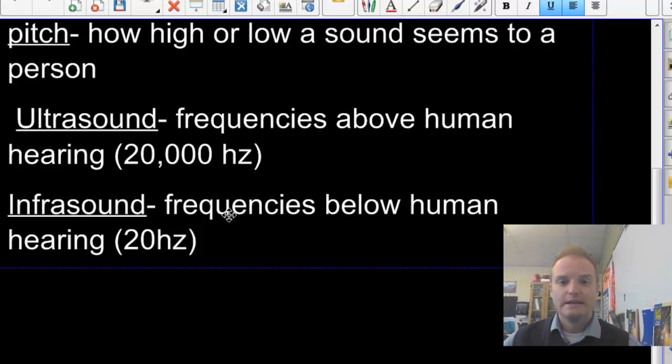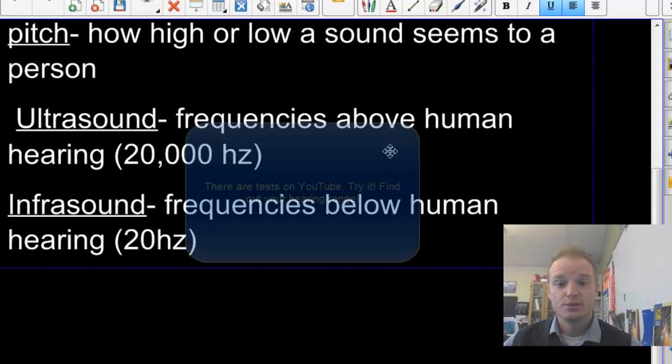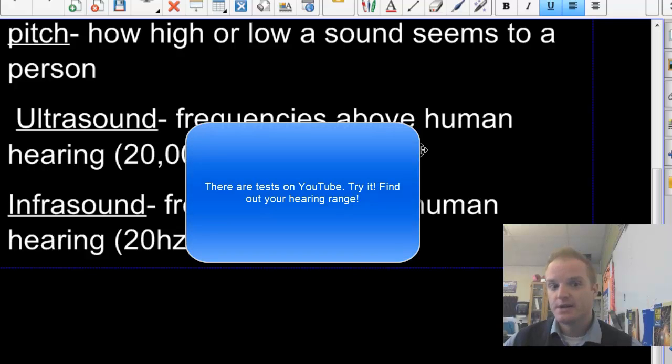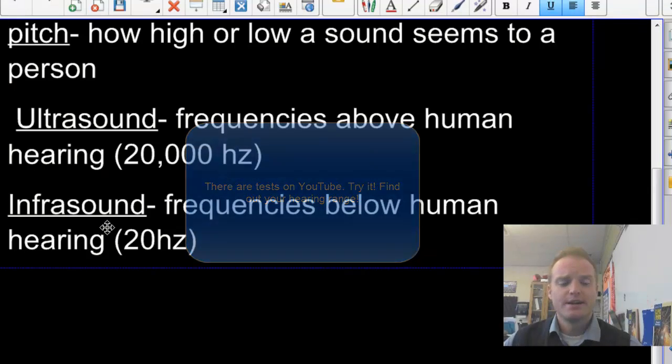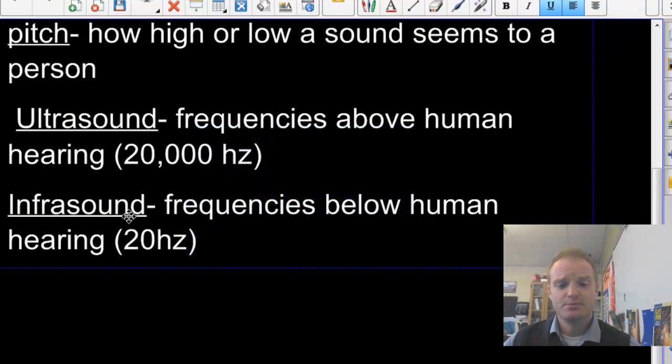That's the high end. Most of us can't probably do that anymore. Maybe you still can, but I can't. And above that would be, think about dog whistles. They can hear sounds above the ultrasonic waves. On the other side, we have infrasonic. That'd be sounds below human hearing.